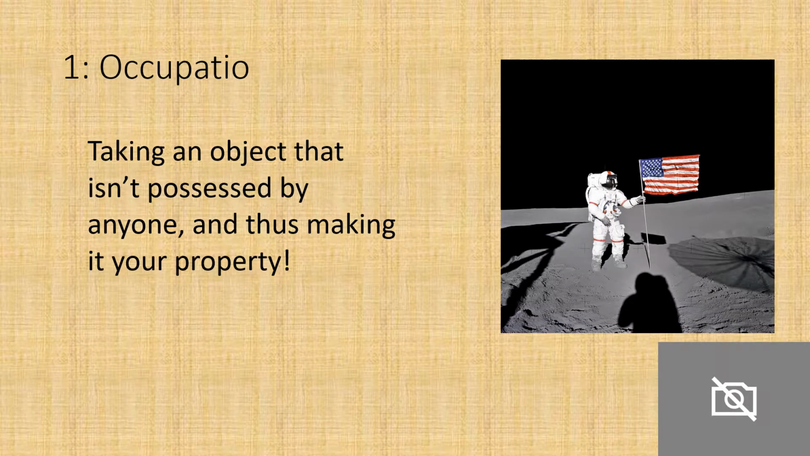So the first means of acquiring ownership I am going to discuss is occupatio, and this one only requires a really brief definition. It's pretty easy to understand. It simply means taking an object that isn't possessed by anyone and thus making it your property. For instance, you see a rock on the ground, you pick it up, you put it in your pocket. It wasn't owned by anyone else before, but now it's yours. You own it. You've acquired ownership through occupatio of the object.